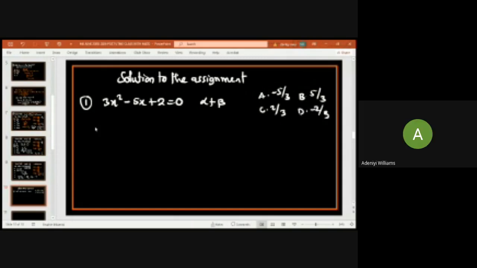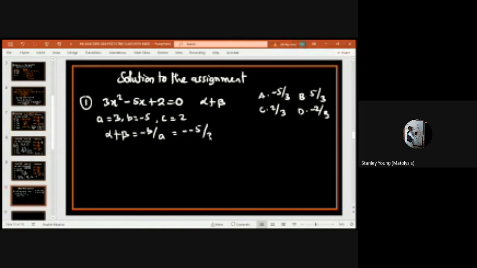So we have A in this case to be 3, B is going to be negative 5, C is going to be 2. Alpha plus beta is equal to minus B over A. So negative of negative 5 divided by 3, that's 5 over 3. You are very much correct, the answer is 5 over 3. So that takes us to the next question.